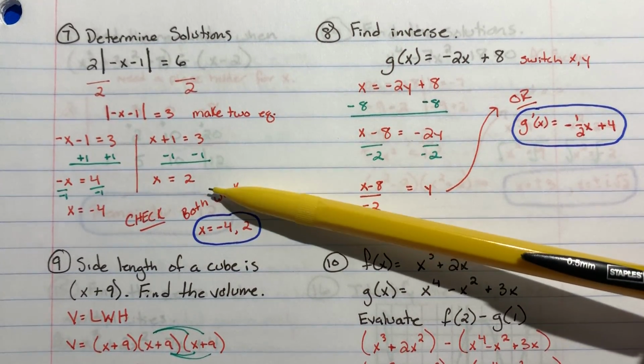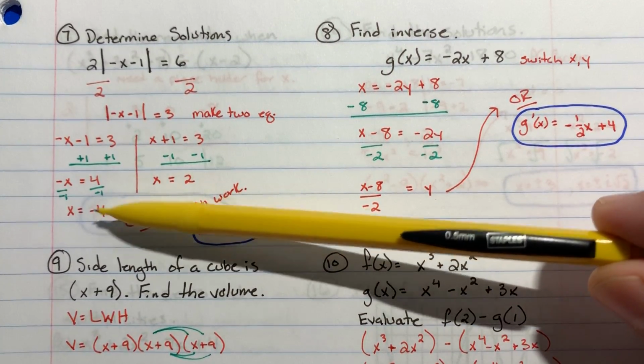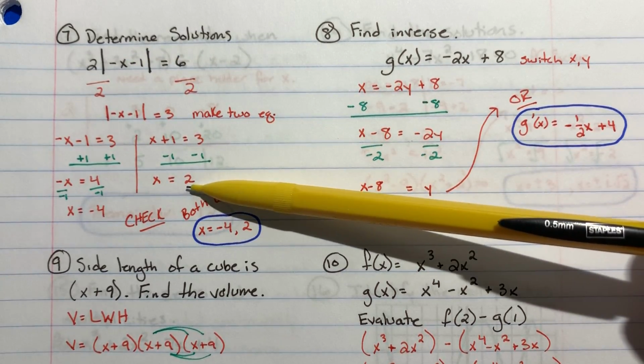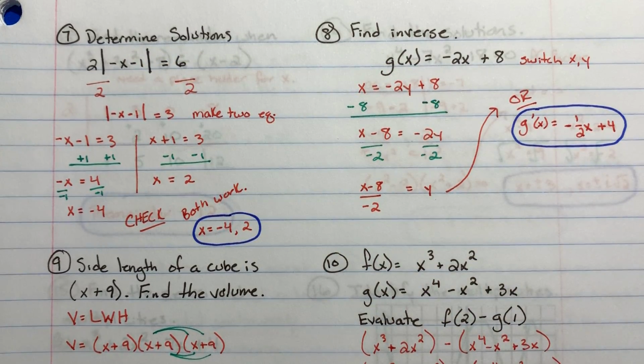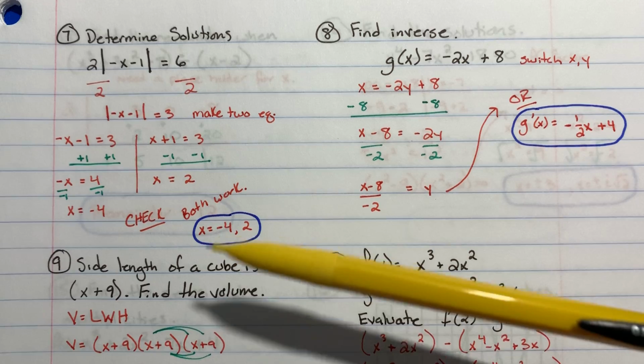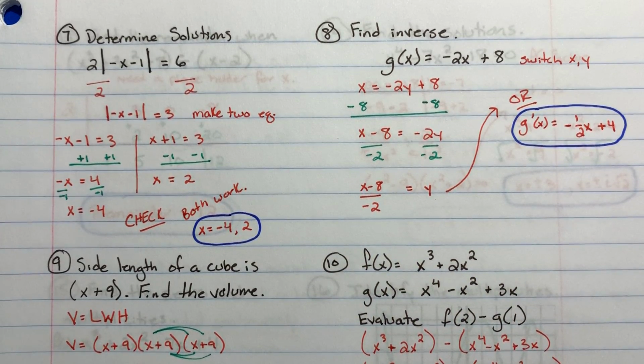And then you just got to check them to see if they both work out. When we plug in the -4 for x and also plug in the 2 for x, both of them work out to be a true statement, so they are both solutions.